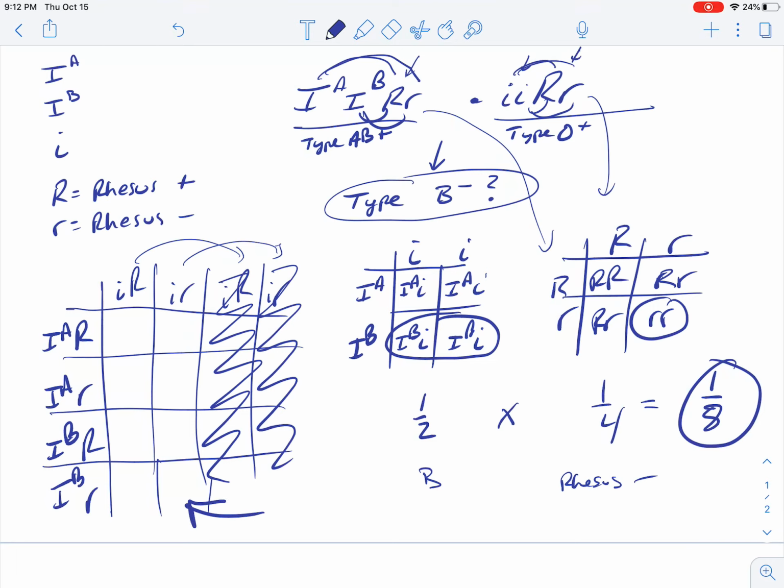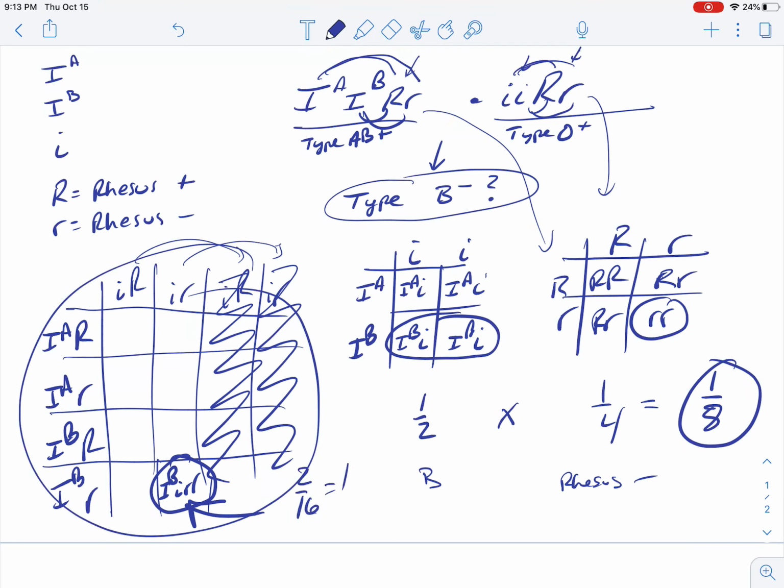Let's see if we can see which one is going to be B negative. This guy right here is going to be our B negative, which is going to be 1 out of 8. If you would have done the whole Punnett square, of course, it would have been 2 out of 16, which we would have simplified to 1 out of 8. Anyway, so that's it. A couple of shortcuts for your dihybrid crosses.